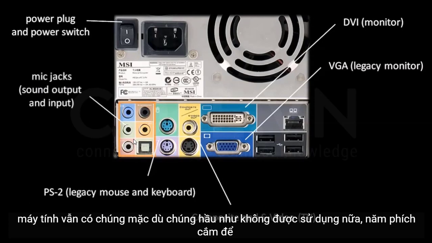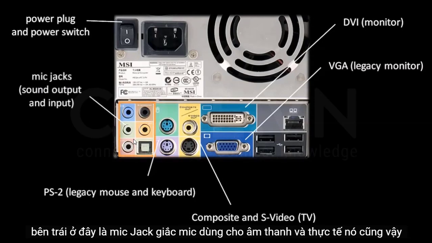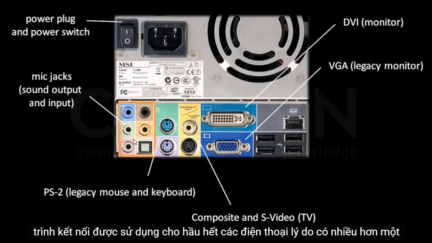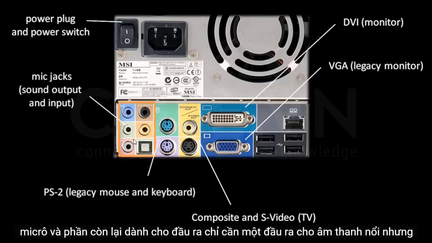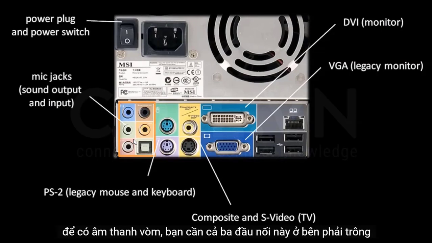The 5 plugs to the left here are mic jacks. Mic jack is used for audio, and in fact it's the same connector used for most headphones. The reason there's more than one is because 2 of these are input, like say for recording audio from a microphone, and the rest are for output. Only one output is needed for stereo, but for surround sound you need all 3.